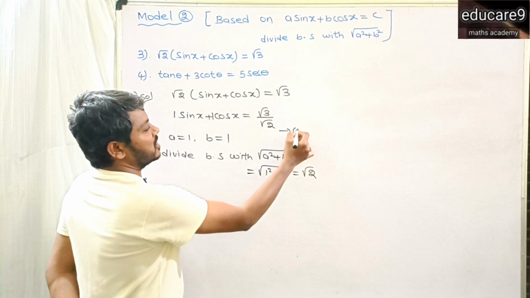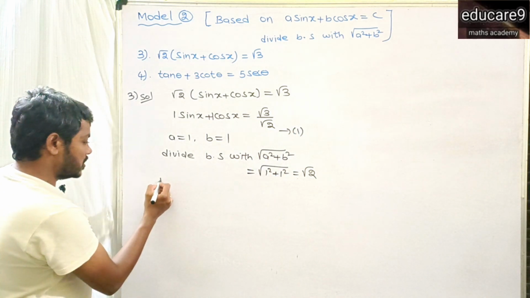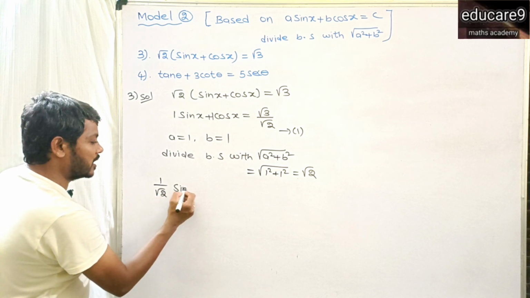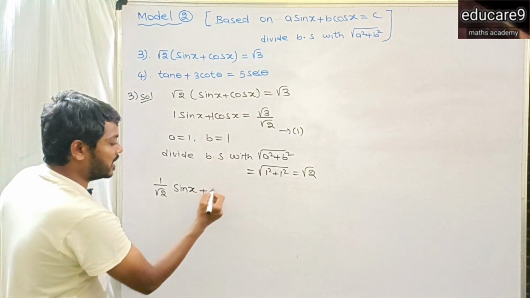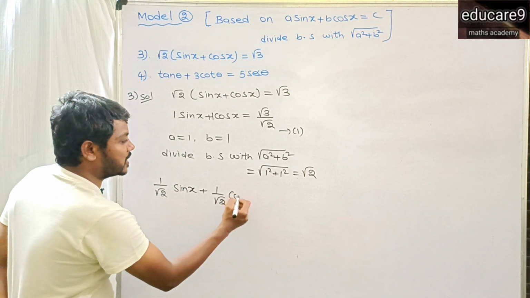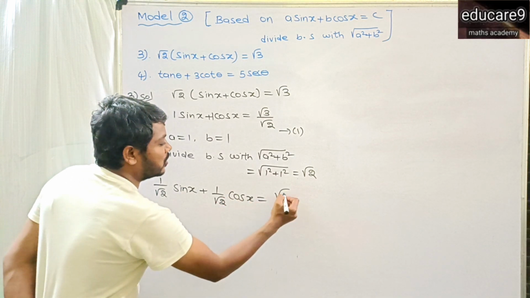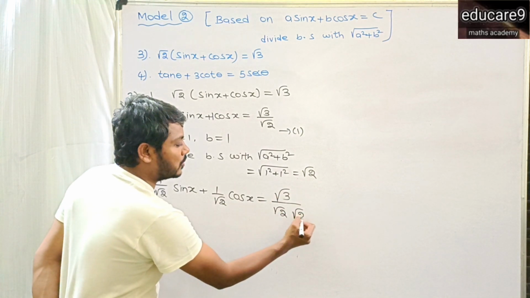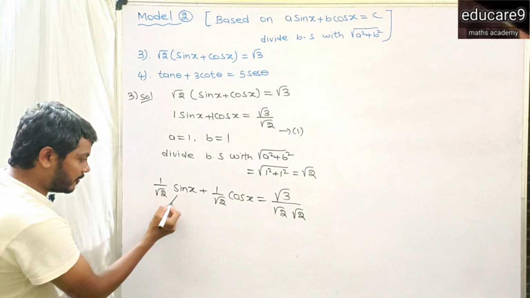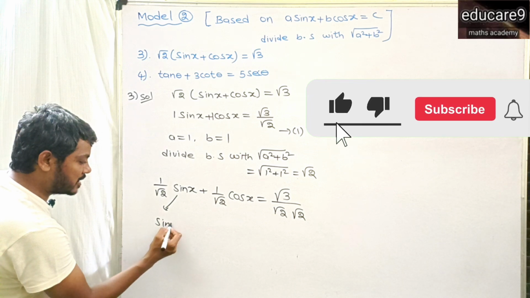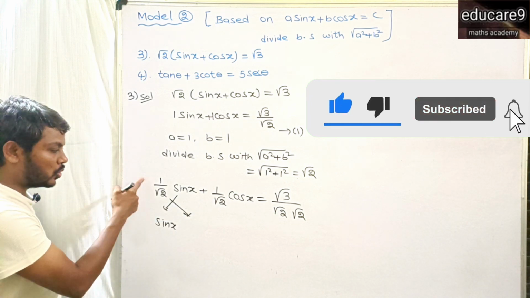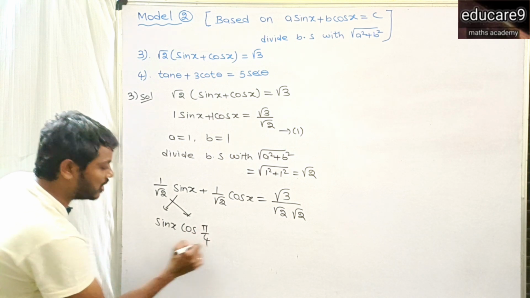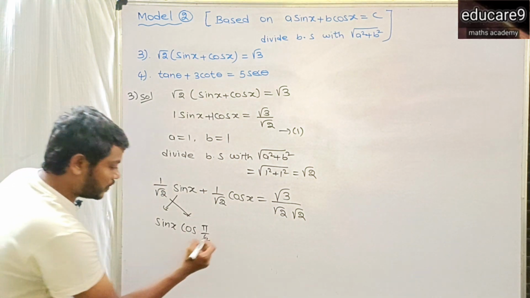Now clearly this equation 1 becomes, so here we should divide with what? Root 2. That is 1 by root 2 sin x plus again 1 by root 2 cos x, which is equal to root 3 by root 2. Now write sin x first. Sin x, and 1 by root 2 write in terms of cos. We know that cos 45, that is pi by 4, value is 1 by root 2.